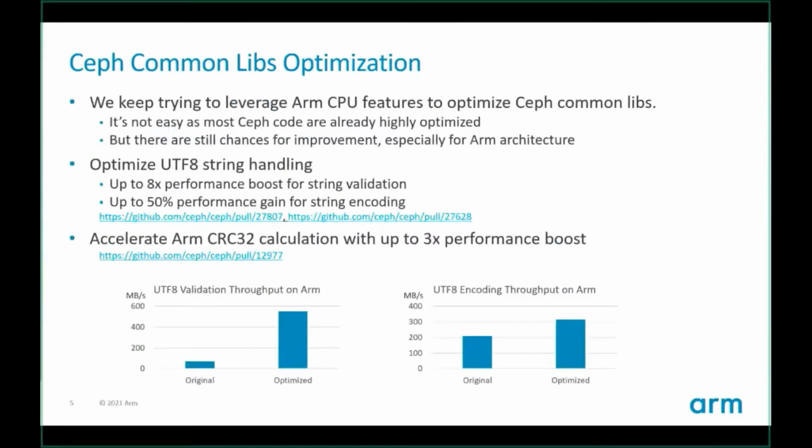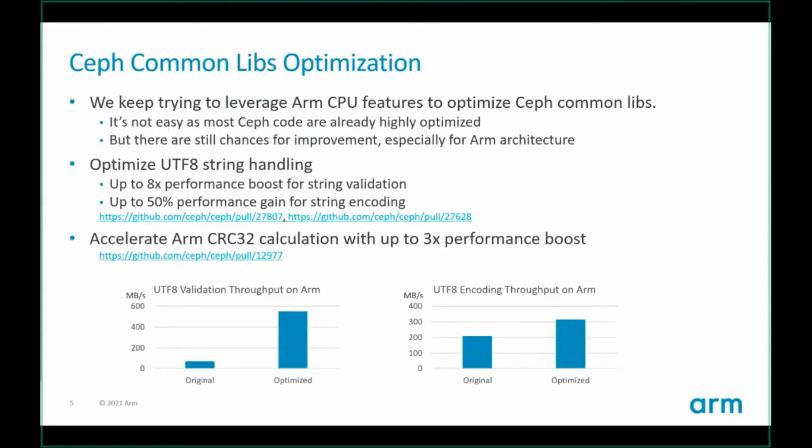One is the optimization of UTF-8 string handling. UTF-8 is a variable length coding method for Unicode. In the original implementation, encoding and checking is done per byte. It's not so efficient. Our optimization can give up to 8 times boost for string validation and 50% gain for string encoding through operating several bytes at a time.